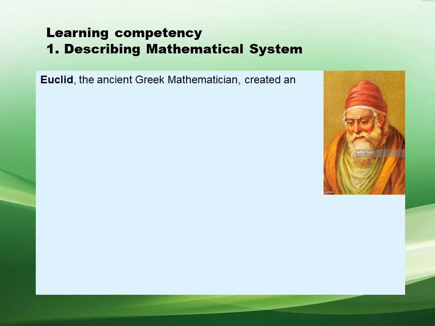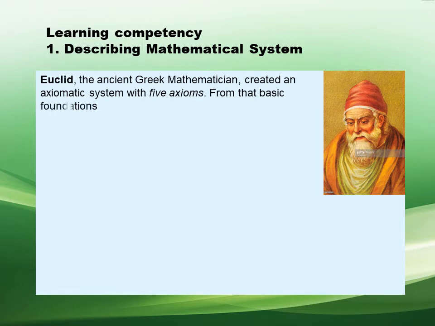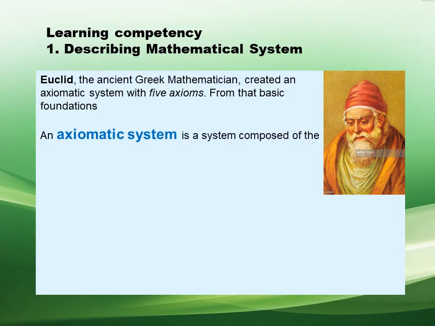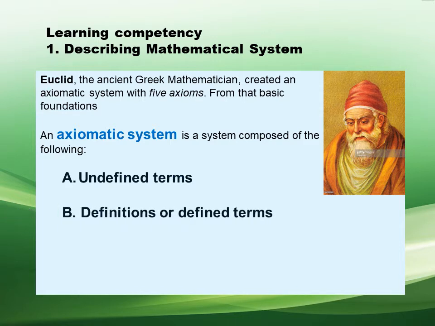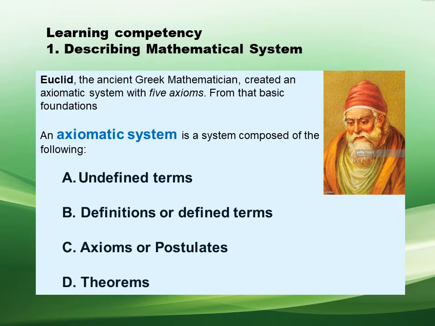Euclid, the ancient Greek mathematician, created an axiomatic system with 5 axioms. From that basic foundation, an axiomatic system is a system composed of the following: A. Undefined terms, B. Definitions or defined terms, C. Axioms or postulates, and D. Theorems.